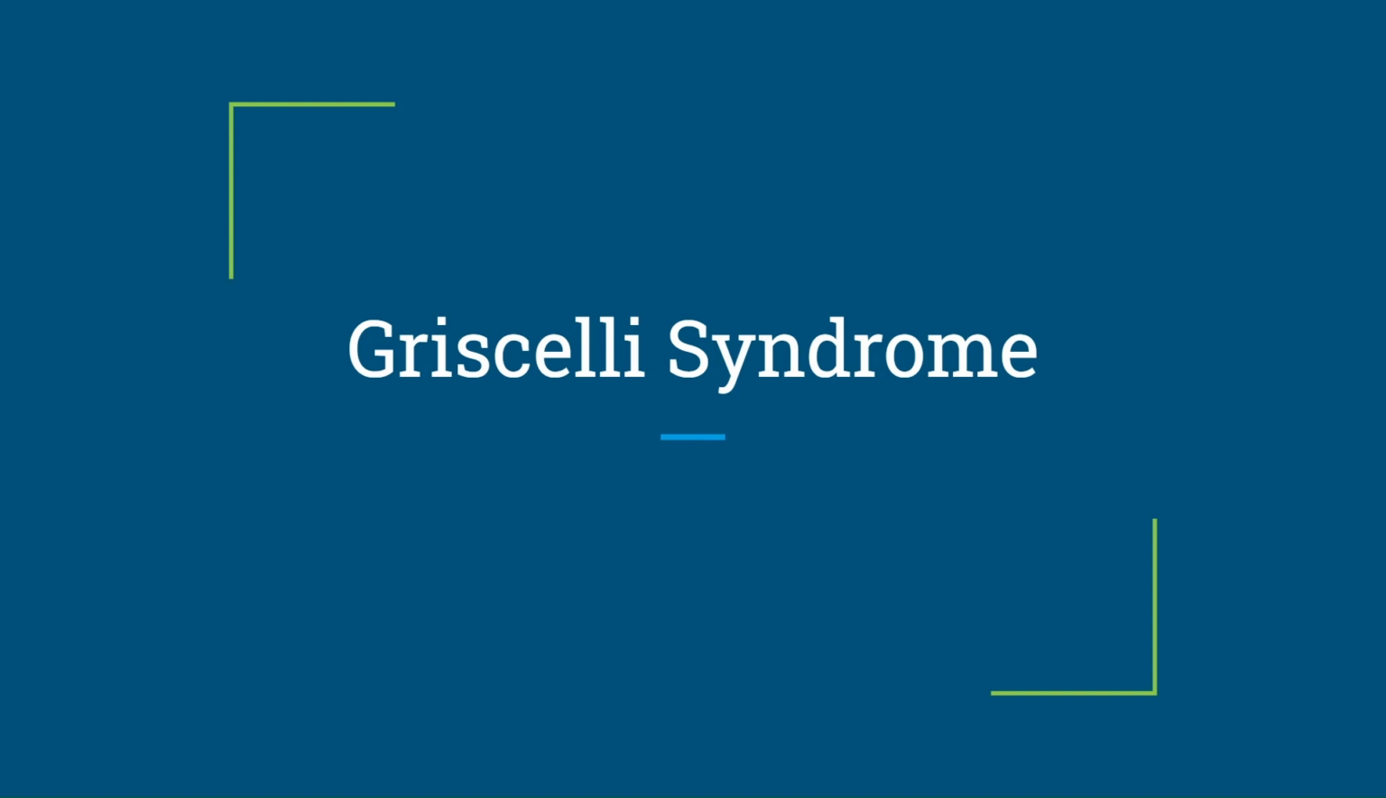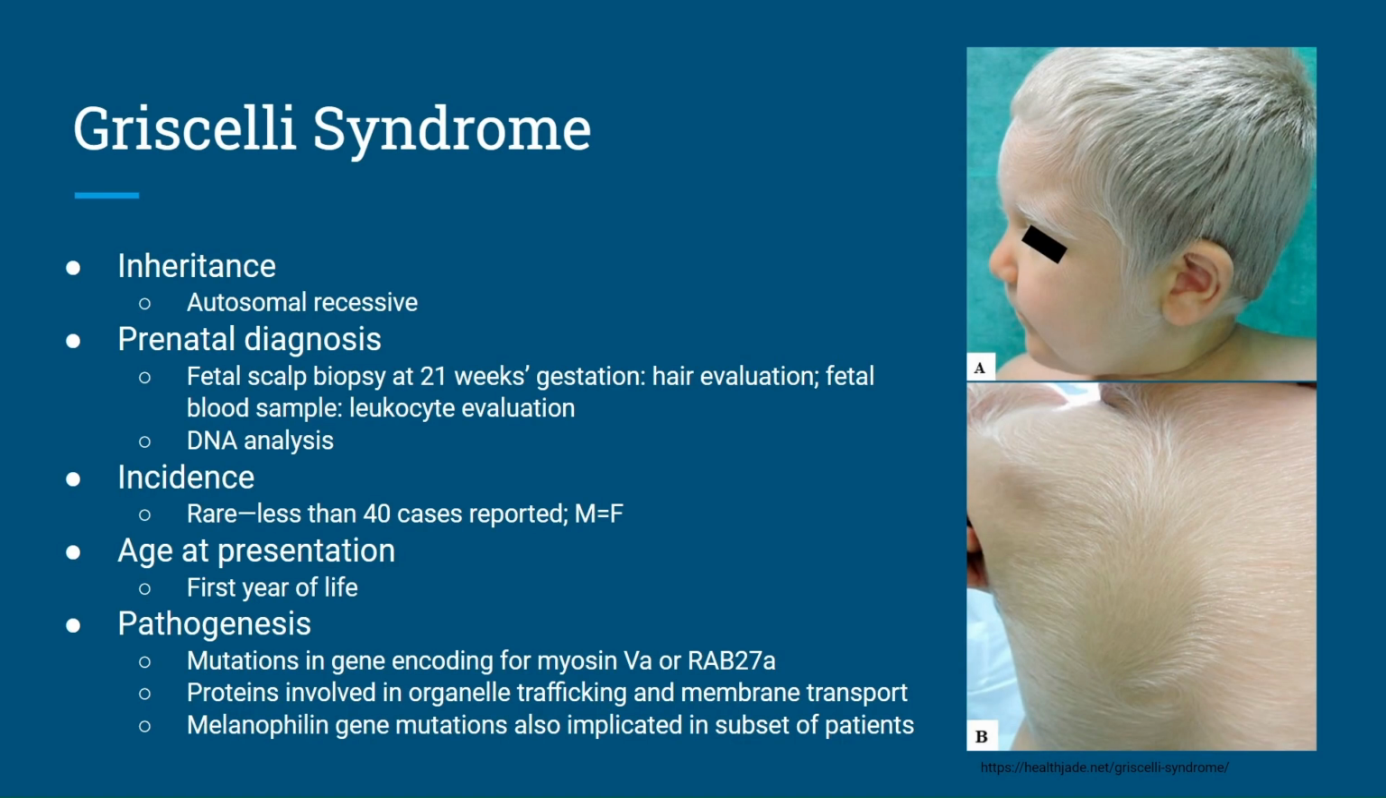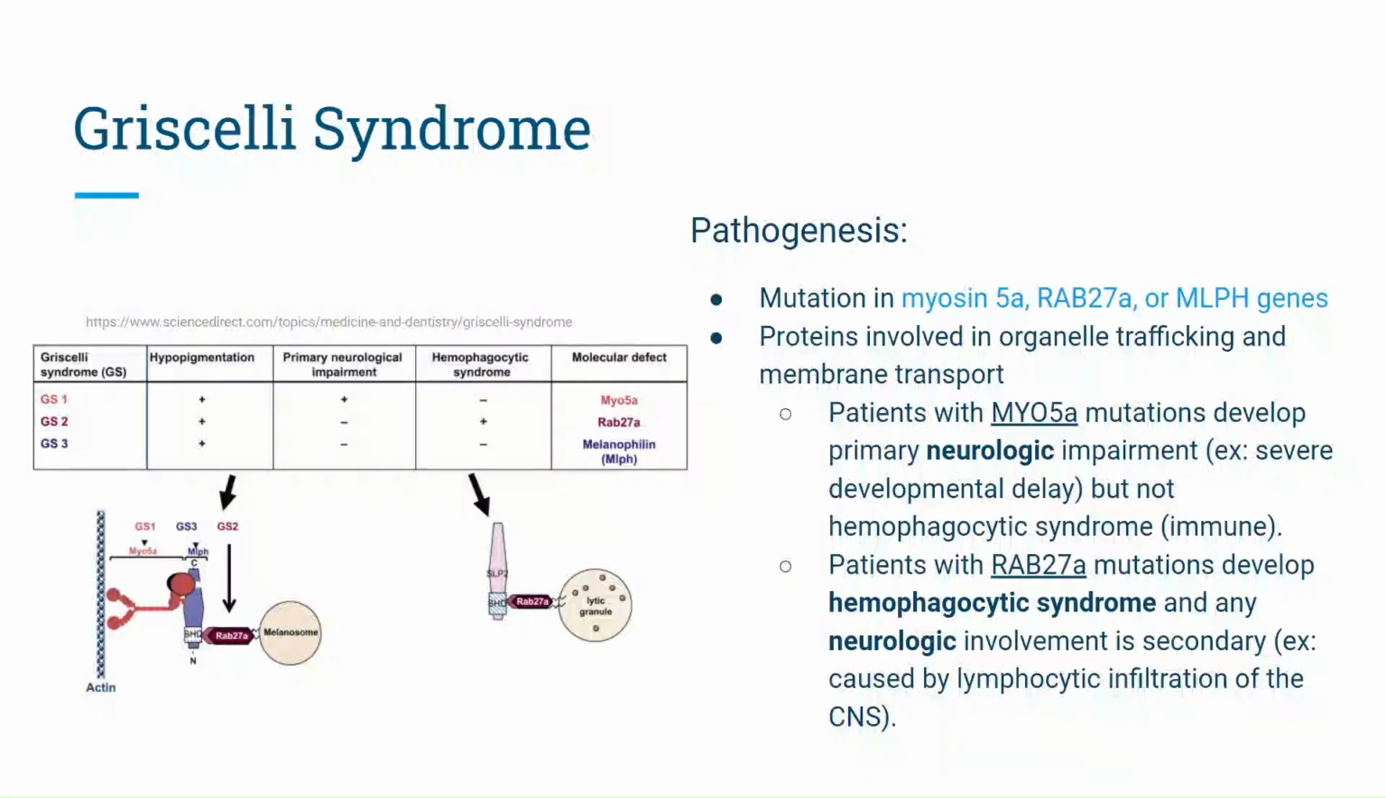All right, let's move on to Griscelli syndrome. Griscelli syndrome here, autosomal recessive. You can do a fetal scalp biopsy, but so much of these are anticipated through DNA analysis that those techniques are becoming outdated. Mutations in gene encoding for myosin V or myosin 5A or the RAB27A genes. Proteins involved mostly are organelle trafficking, membrane transport. You can also have a melanophilin gene mutation, which is in a subset of patients.